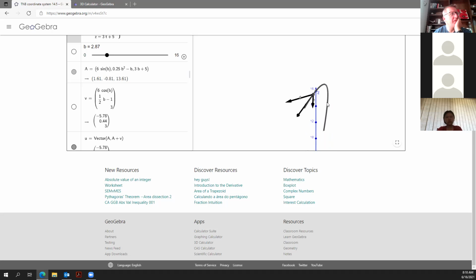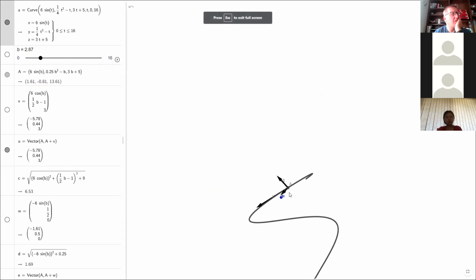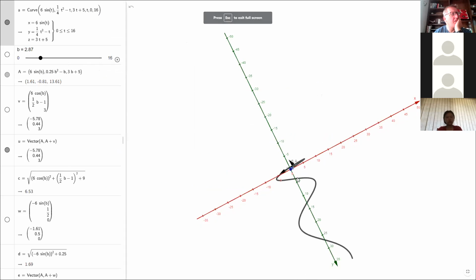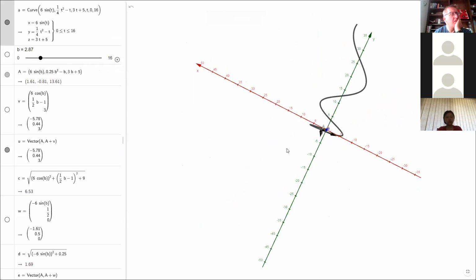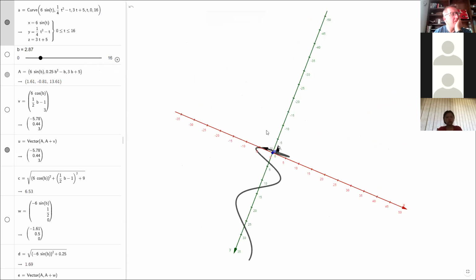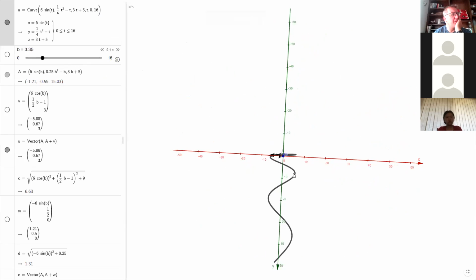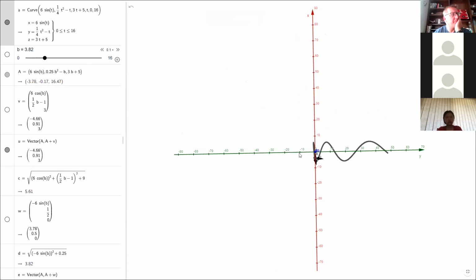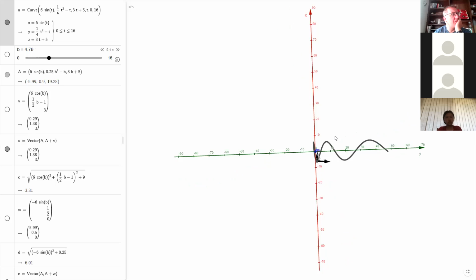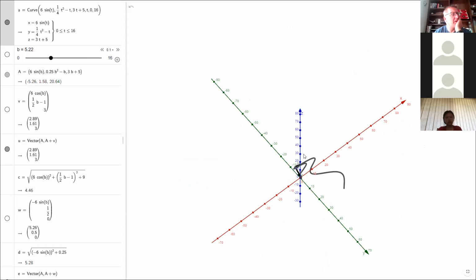See if I can get this in a view where you can sort of see it good. Would you agree that, sorry, I'm having trouble getting this thing to behave itself. There we go.